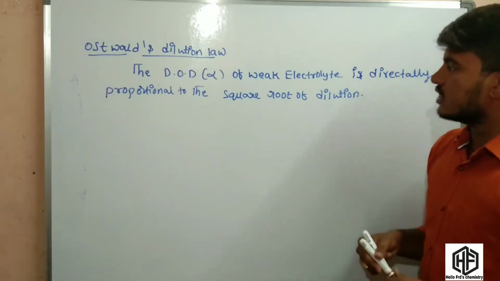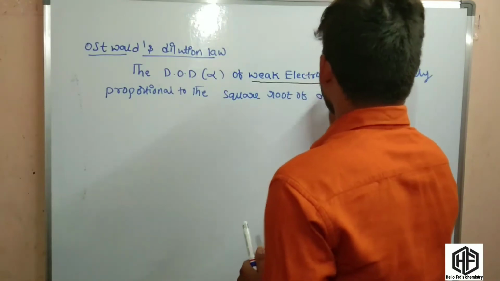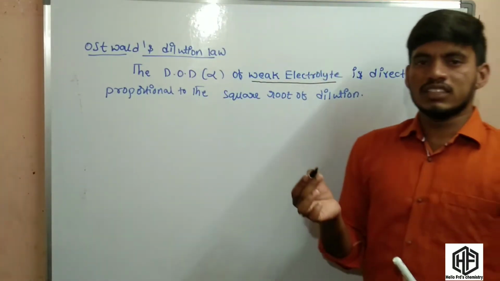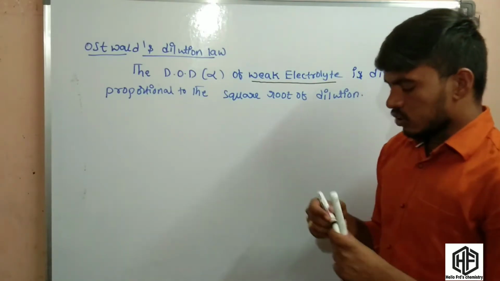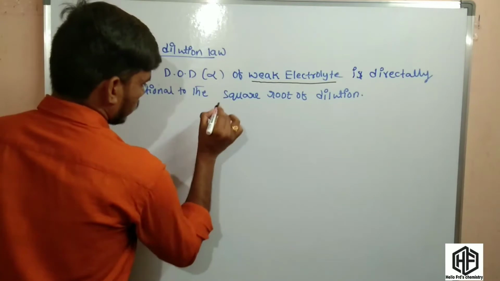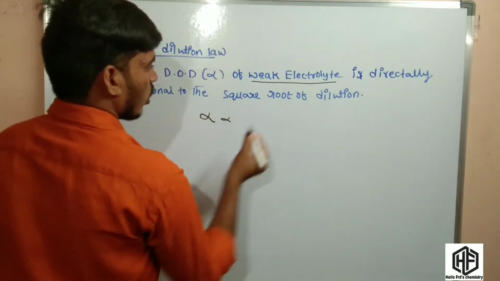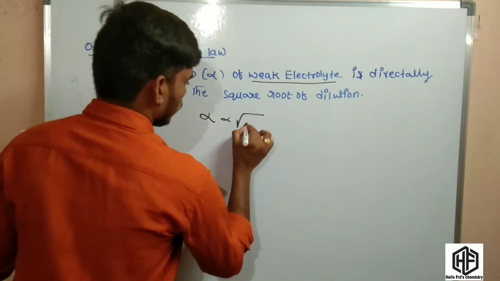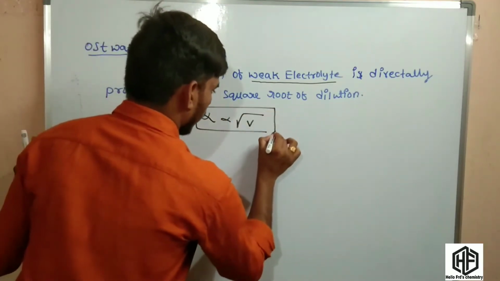Friends, in this case, these are the weak electrolytes. It means weak bases or weak acids. This is the degree of dissociation. The degree of dissociation alpha is directly proportional to the square root of dilution. It means V. This is the Ostwald dilution law.